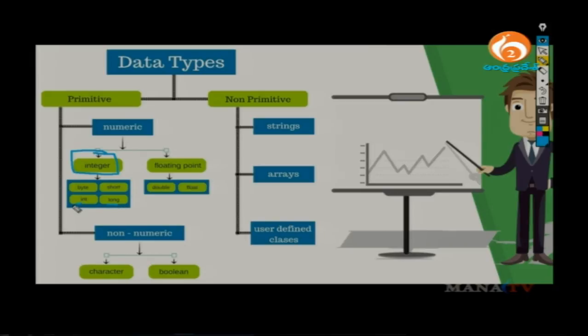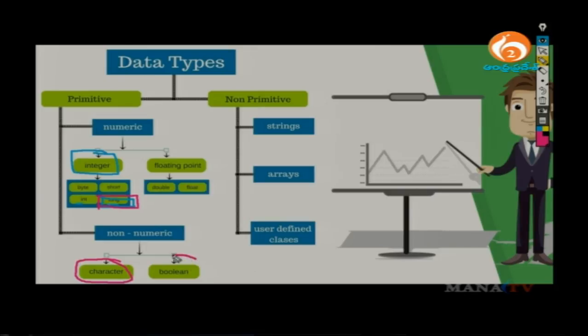For example, I want to store a mobile number which is of 10 digits. So I'll directly go for long here because long is capable of storing a number of more than 10 digits. Okay. For example, I want to store a single character, then I'll go for a data type called character, right?